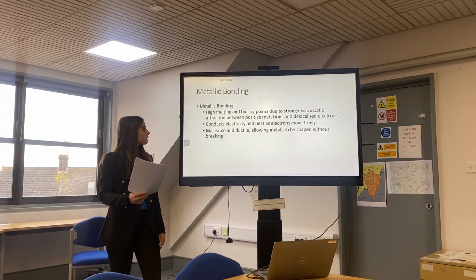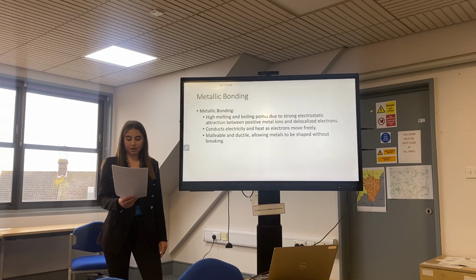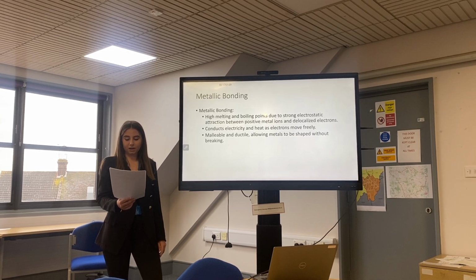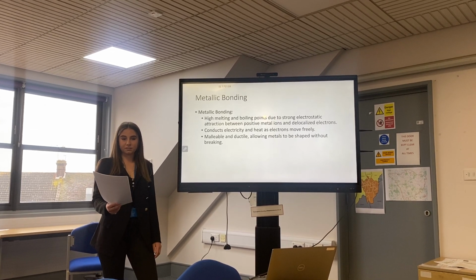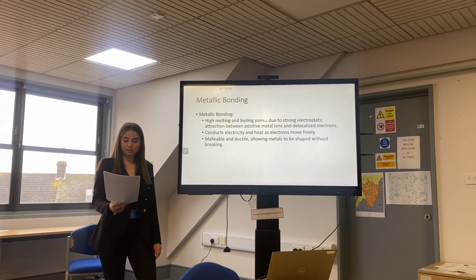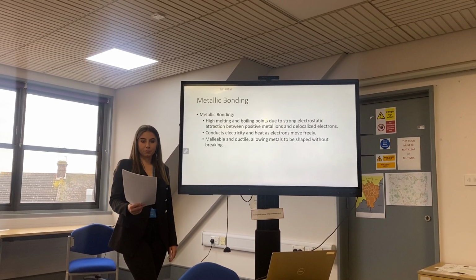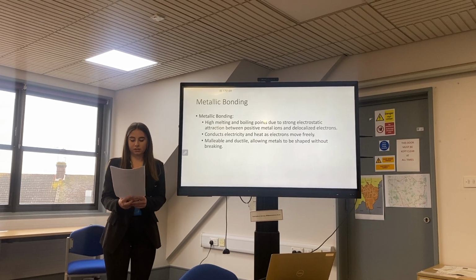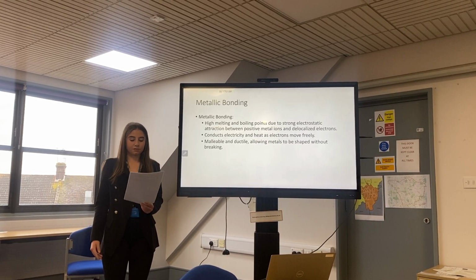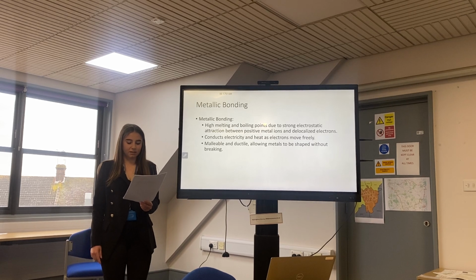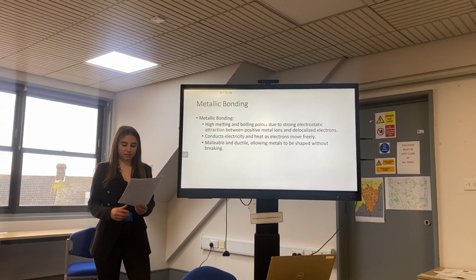Metallic bonding occurs in metals. Atoms release some of their electrons, creating a sea of delocalized electrons. This allows electrons to move freely throughout the structure. These free-moving electrons allow metals to conduct electricity and heat, for example copper, which is used in electrical wiring due to its conductivity.